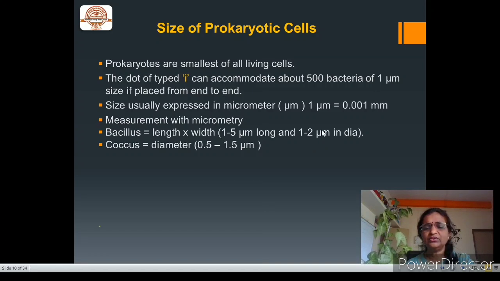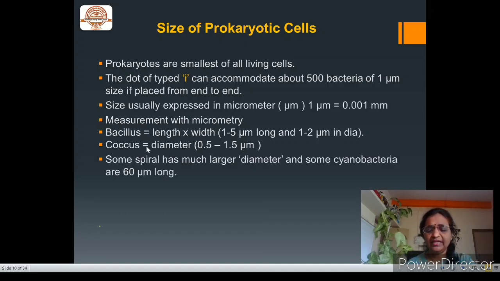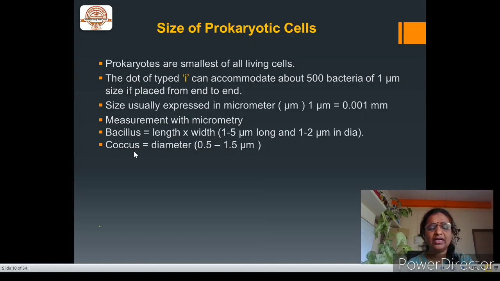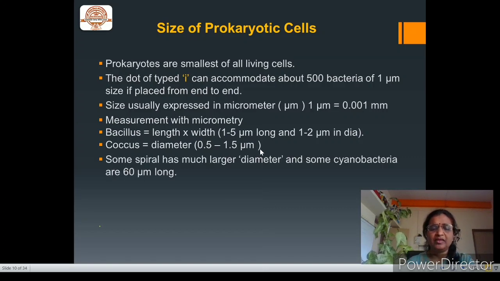So that is the range of rods. Rods or bacillus can be given in terms of length into width. In case of cocci, they can be measured in terms of their diameter, and 0.5 to 1.5 micrometer is the range of coccus.